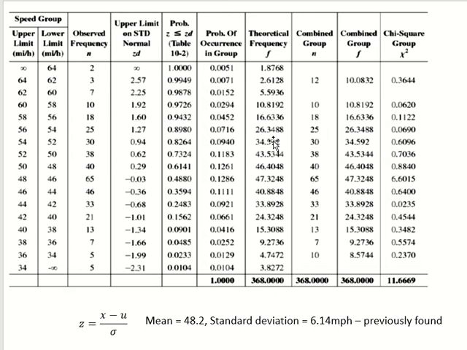Now we were making this table. Okay. What are the first two columns? Speed what? Upper limit and lower limit of speed groups, right? The third column? Meaning what? Number of vehicles in each group. Okay, how do I calculate this one?